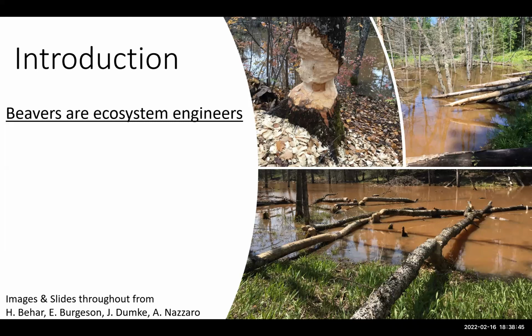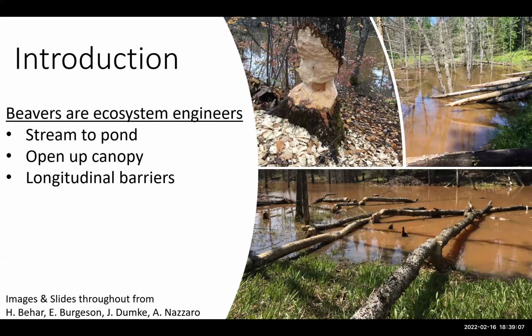So beavers, as many of you know, are a ubiquitous presence in North Shore streams. And as ecosystem engineers, they can have really profound influences on riverine landscapes. They fundamentally alter habitat from stream to pond. They open up the canopy by removing woody vegetation and create openings allowing sunlight to reach the ponds. They can create longitudinal barriers for movement of fish upstream or downstream, and they can alter the hydrology of the system by raising the water table and shifting the timing of how and when water moves downstream.